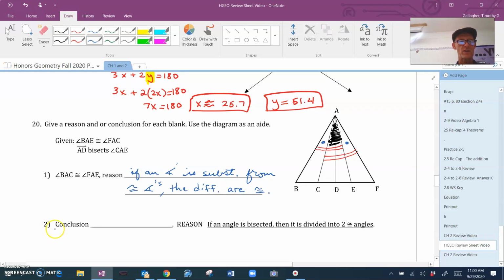The next question says, what is the conclusion if the reason is if an angle is bisected, then it is divided into two congruent angles? Well, let's look up here. It says it's bisected, right? So AD, I'll use blue, I guess. Here's AD. It bisects angle CAE. So if it's bisected, that means that these two angles are congruent. So angle CAD is congruent to angle EAD.